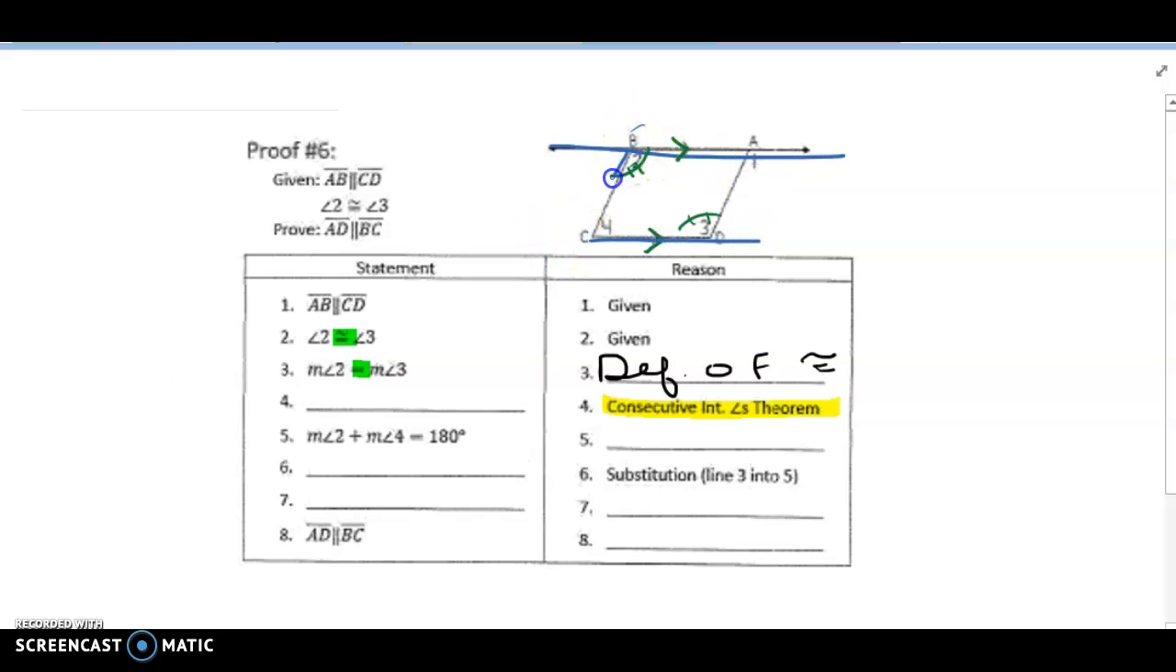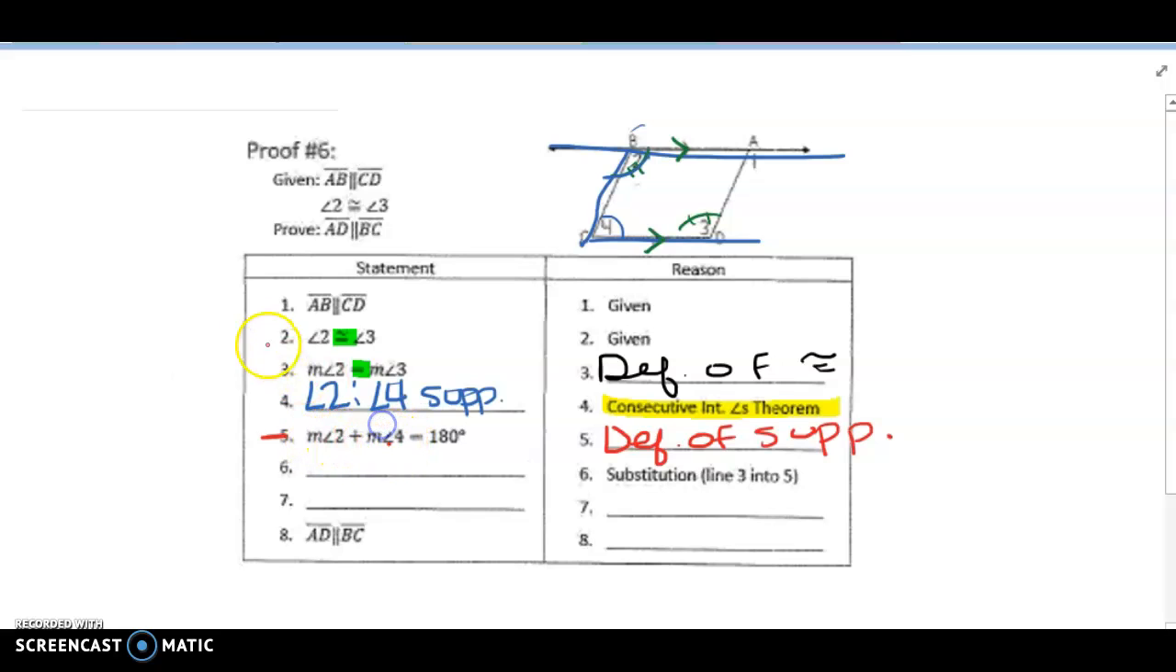So if I use this as a transversal, aren't angle 2 and angle 4 consecutive interior angles? They are, so I can say that angle 2 and angle 4 are supplementary, because the consecutive interior angles theorem tells us that if the lines are parallel, 2 and 4 are supplementary. Well, if they're supplementary, that means they add to 180. That's just the definition of supplementary.